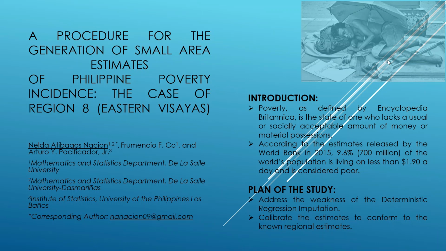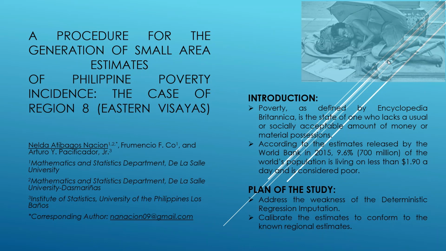Regression models were utilized from the FIES for the purpose of predicting income based on variables common to both FIES and CPH. However, based on the results, the municipal level estimates do not conform to the regional estimates. In this regard, a similar approach was done by Pacificador in 1996. The income and expenditure variables were attached to the CPH data using deterministic regression. Both methods employed deterministic regression approach in imputing data.